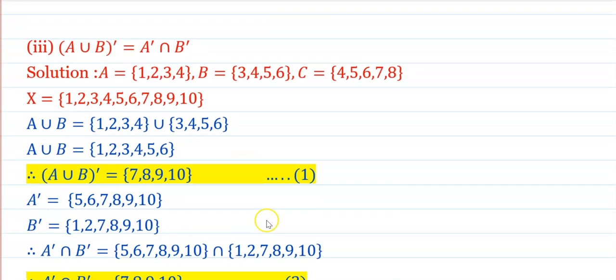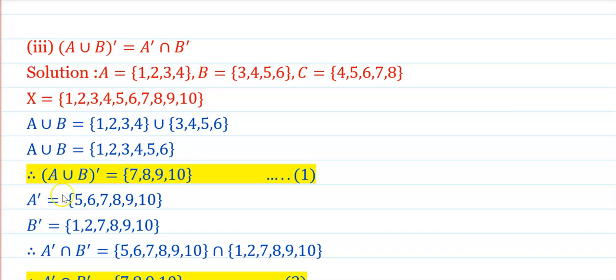Okay. Now the next. (A union B) complement is equal to A complement intersection B complement. Now first, A union B. Take the union: that is 1, 2, 3, 4, 5, 6. (A union B) complement is the numbers which are not in A union B but are in X. Other than 1, 2, 3, 4, 5, 6, what comes? 7, 8, 9, 10. This is (A union B) complement.